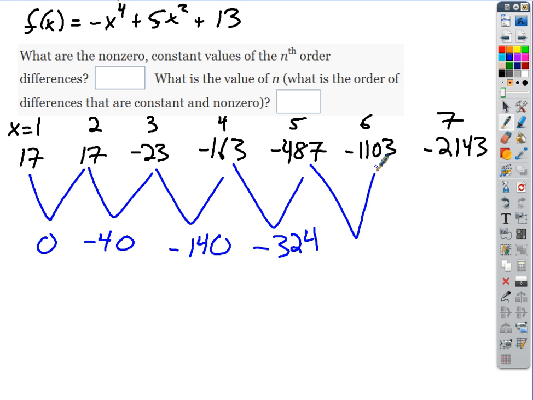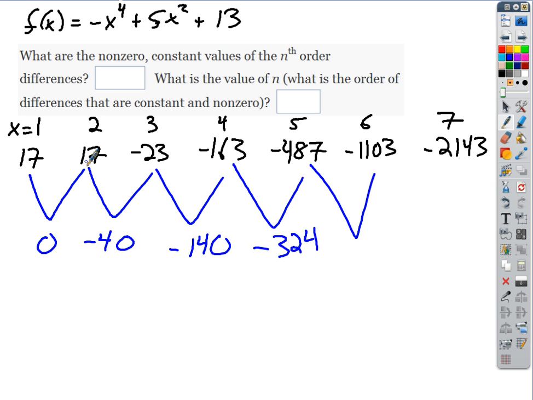I'm so confused. Okay, what are you confused about? Everything. Okay, remember what the differences are. With the differences, we're just finding out how much the y value is changing. So to find that, we always subtract the starting value from the final value to see how much it changes. So 17 minus 17 is 0. Negative 23 minus 17 is negative 40. But you said negative 17 before. Oh, did I? Yeah, you said negative 17 plus negative 23 is how you got that. Oh, yeah, it is, because negative 23 minus 17 is the same as negative 23 plus negative 17. Right? Subtracting a number is the same as adding a negative.